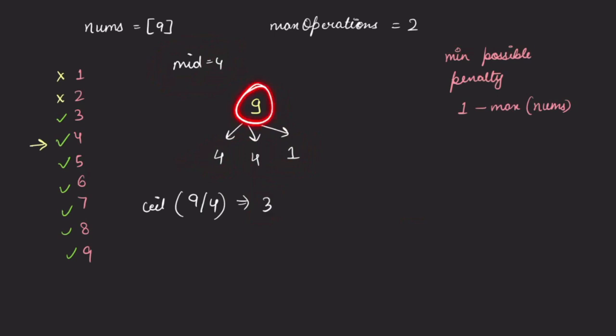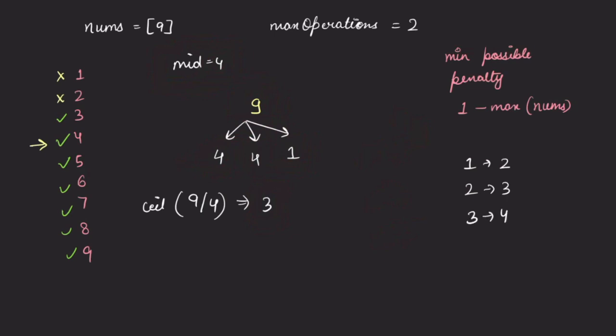That means for splitting this bag using this mid, we will be splitting it into 3 bags, right? Now for splitting this 9 into 3 bags, how many operations were required? So see, initially there was one bag. With one operation, it was divided into two bags, right? Then with one more operation, it was divided into three bags. Then in one more operation, it was divided into four bags. So basically, in one operation, I got two bags. In two operations, I got three bags.